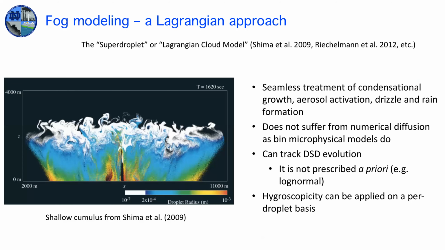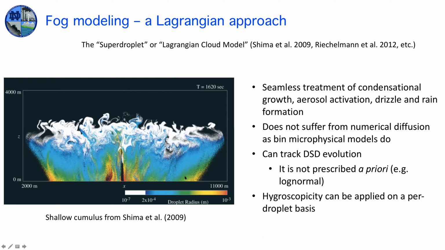Where I fit into this is actually developing a Lagrangian approach to doing fog modeling. And so there's a Lagrangian method for doing cloud microphysics called the super droplet method. This was coined by Shima et al. in 2009, the Lagrangian cloud model. It's growing in popularity among the cloud physics community for being a really nice way of tackling some of the difficulties associated with modeling clouds in both micro and mesoscale models.